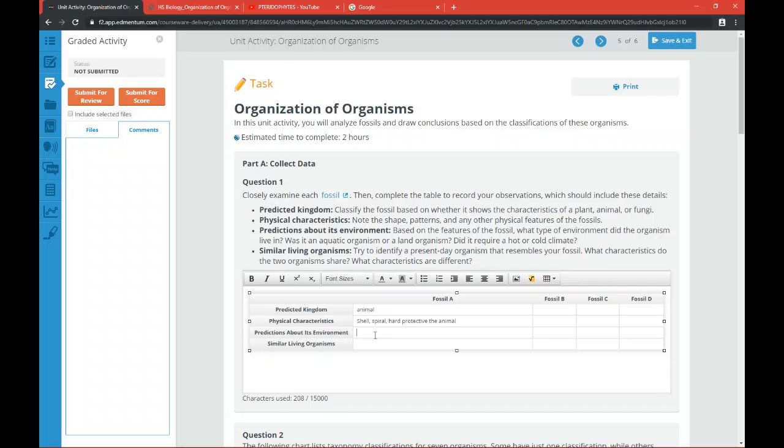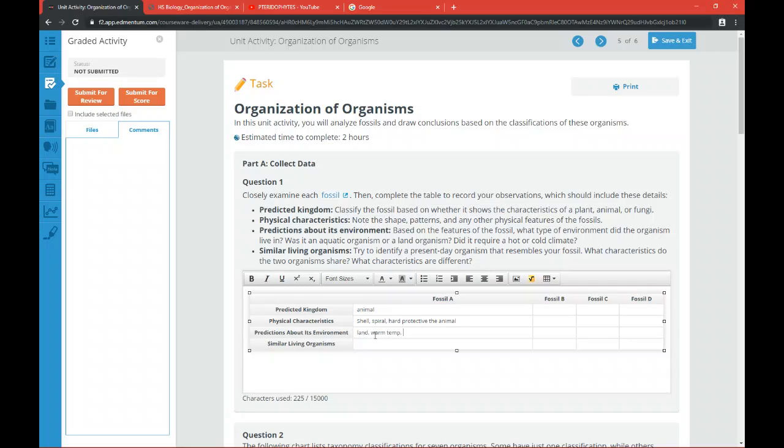Predict the environment. Well, if I had to think about it, I'm going to try to think about an animal that looks similar to it now. And the first thing that comes to mind is a snail. So I'm going to think it's land. Probably would have been in a temperature similar to Earth, so not too hot, not too cold. Probably a warm climate or warm temp.